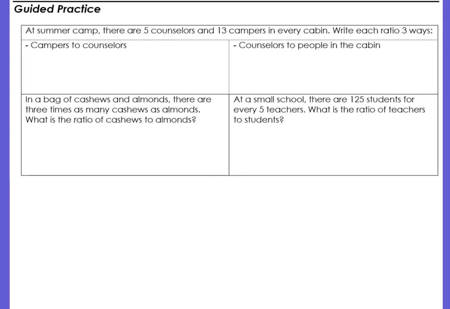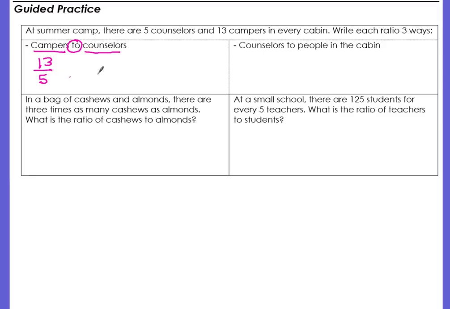All right, so let's do some practice. At summer camp, there are 5 counselors and 13 campers in every cabin. We're going to write each ratio requested in three different ways. So the first ratio, they want campers to counselors. Circle the word to, and what are we comparing? Campers and then counselors. How many campers are there? 13. How many counselors are there? 5. 13 to 5 ratio, campers to counselors.